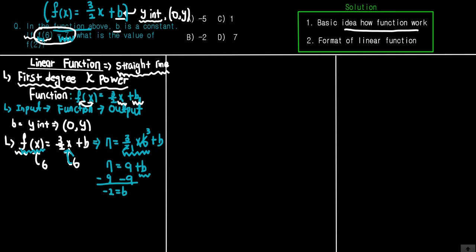So we can write our full function down, and we get that f of x should be equal to 3 over 2x. We already had the 3 over 2x, and we know the value of b, which we can replace with -2.